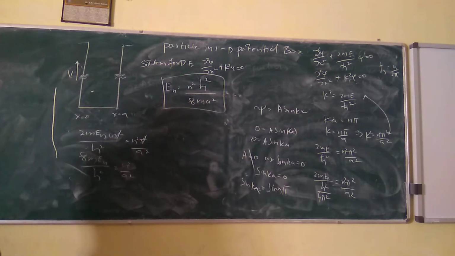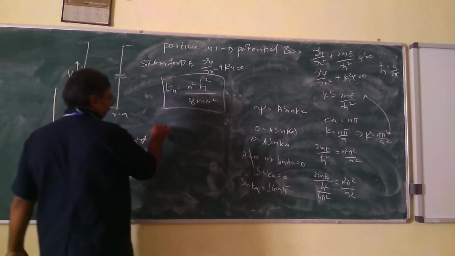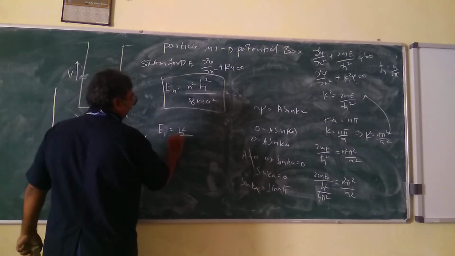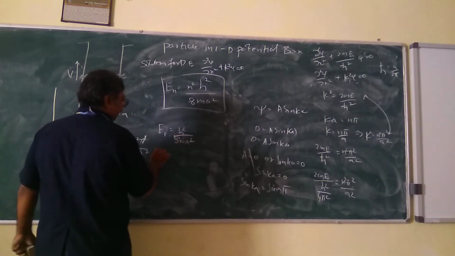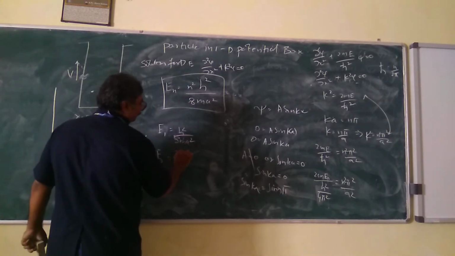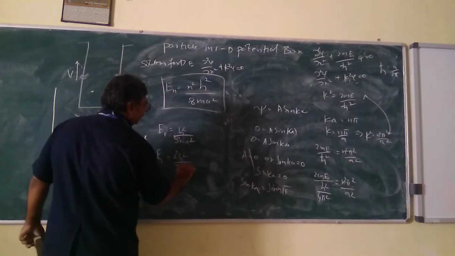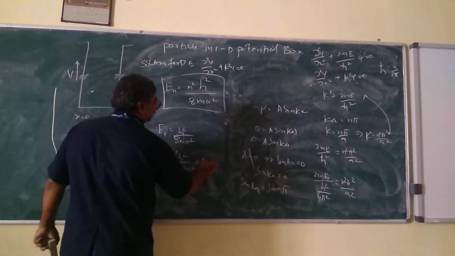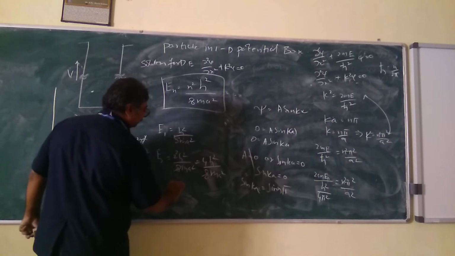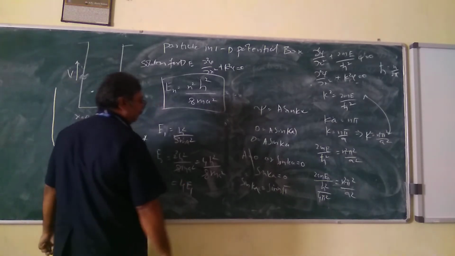This is the energy expression, where n is the number of levels. If n is taken as 1, E1 becomes h square by 8m a square. And what is the value of E2? E2 is given by n equals 2. We get 2 square h square by 8m a square, or this can be written as 4h square by 8m a square, which is nothing but 4 times E1.